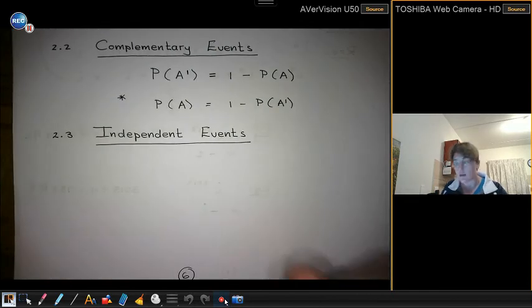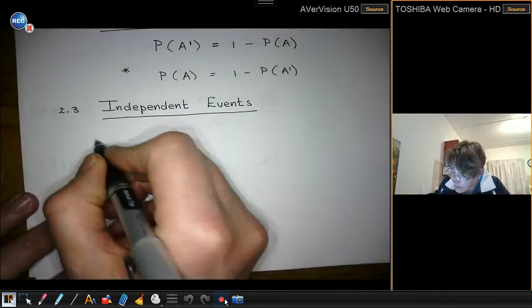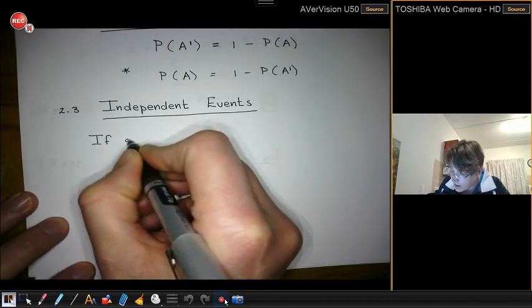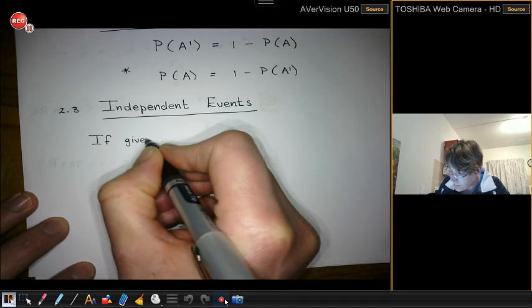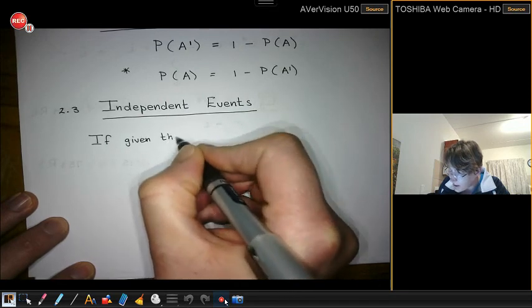Independent events. Now this is the one I used in the previous video that I said I will discuss again in this video. Again, this is not on your formula sheet. This is a definition you need to know. If it's given that an event is independent, then you can automatically make this statement.